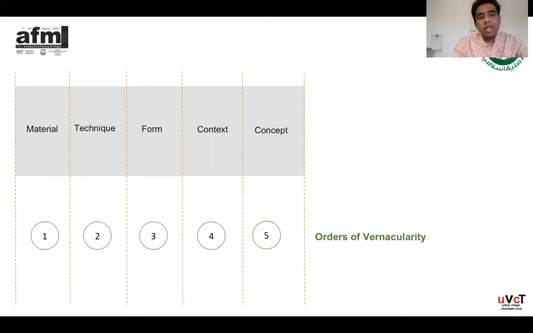The following, as you can see on the screen, can be broadly defined as the orders of the vernacular. Materials, the availability of local building materials. Techniques, the techniques required to hold the material together. Form as a response to the climate and the landform. Context as a response to the social cultural practices, climatic factors, and economic constraints. And the concept of the vernacular, the idea of vernacular, often practiced with alternate materials to imitate the indigenous form.